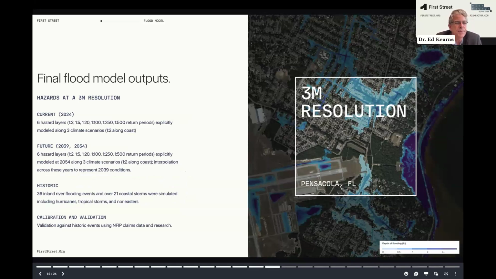Our final flood model outputs at 3-meter resolution. So we're looking at the current hazard. So what depth of water could you expect at your location or a specific location or groups of locations? And we look at different so-called return periods. Return periods, you often have heard like the 1 in a 100-year storm, 1 in 500-year storm. This is a way of looking at the frequency. What is the likelihood of that severity of an event occurring today?